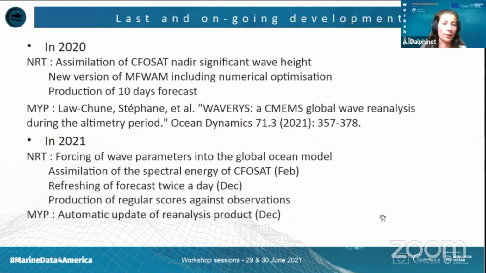So recently we have added the satellite CFOSat in the assimilation for the nadir wave height and also for the spectra. We have just added it in February 2021. We have produced since last year a 10 days forecast, and in the near future we want to refresh the forecast twice a day, and not only once. And we are also planning to produce regular scores against observations.